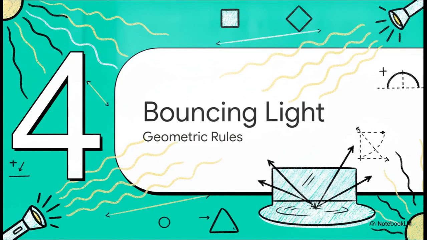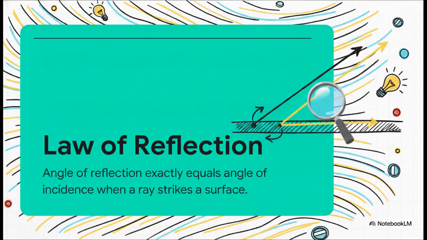All right, on to Section 4, Bouncing and Bending Light. Because light travels in perfectly straight lines, we call them rays, its interactions with surfaces follow some really specific geometric rules. First up is the law of reflection. When a light ray strikes a beautifully smooth surface, like a mirror, the angle of reflection exactly equals the angle of incidence. Basically, it bounces off at the exact same angle it came in at.